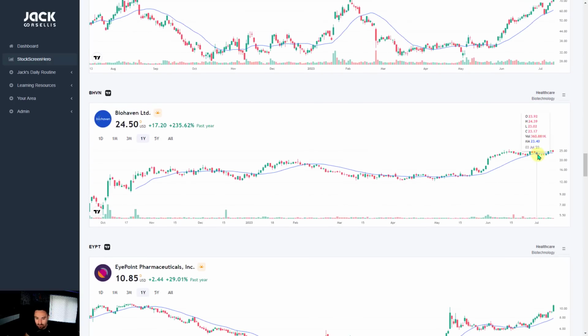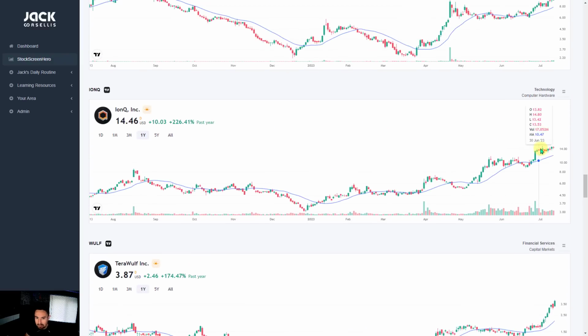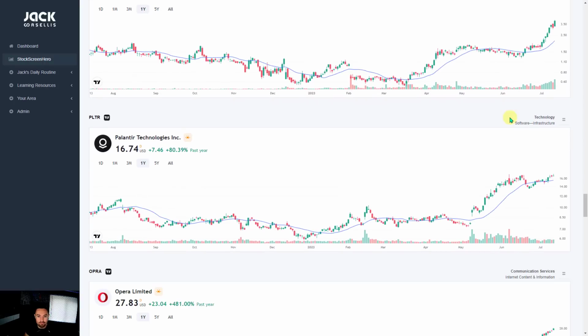BHVN, see how this is starting to tighten here. So I'm just dialing in, looking at the pattern recognition. IONQ, quantum computing, okay, potential Darvas box forming here. Maybe the 21 catches up a little bit, but that's looking quite strong. So I could just flag it or whack it into a watch list. WOLF, this is a crypto stock. Some of the crypto stocks looking really strong.